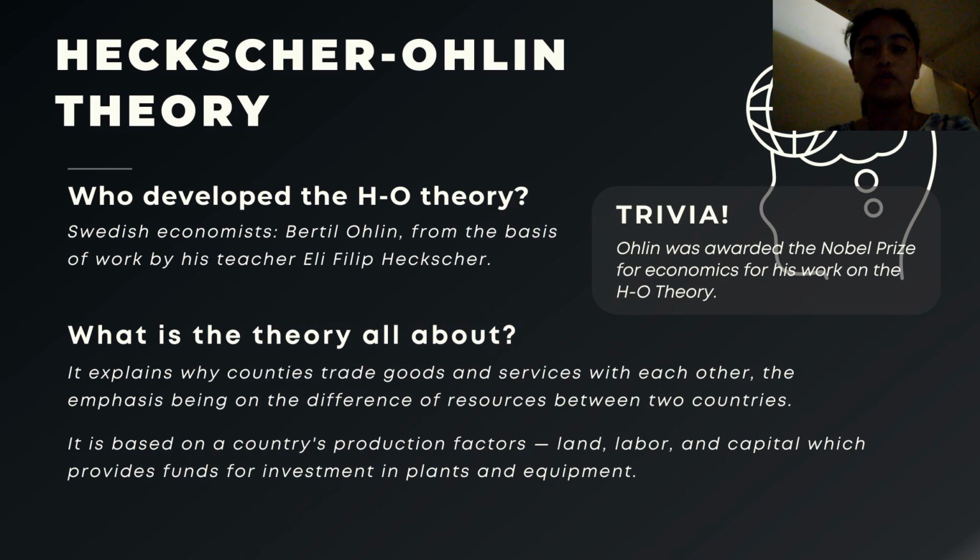So, what is the theory all about? The theory is all about why countries trade goods and services with each other. It explains why countries need to trade with other countries. It is also known as the resource and trade theory. Trade makes it possible for each country to specialize because of their resources. They specialize in things related to the resources that they have in abundance.